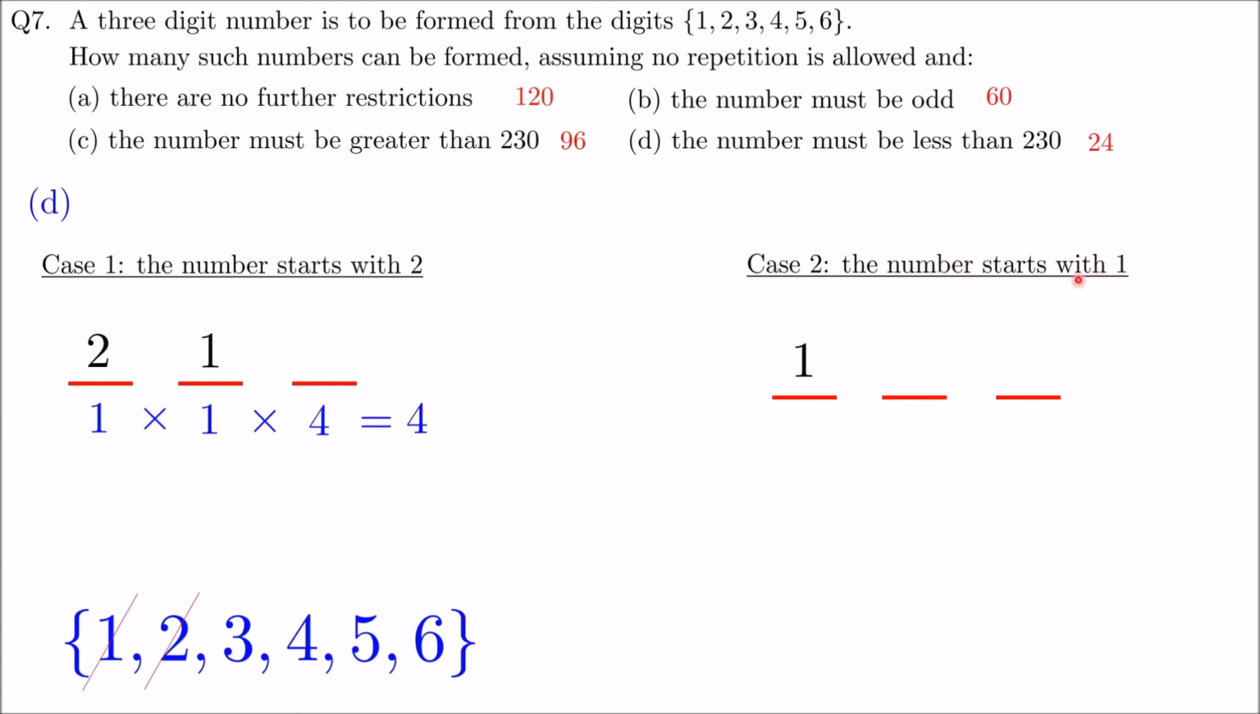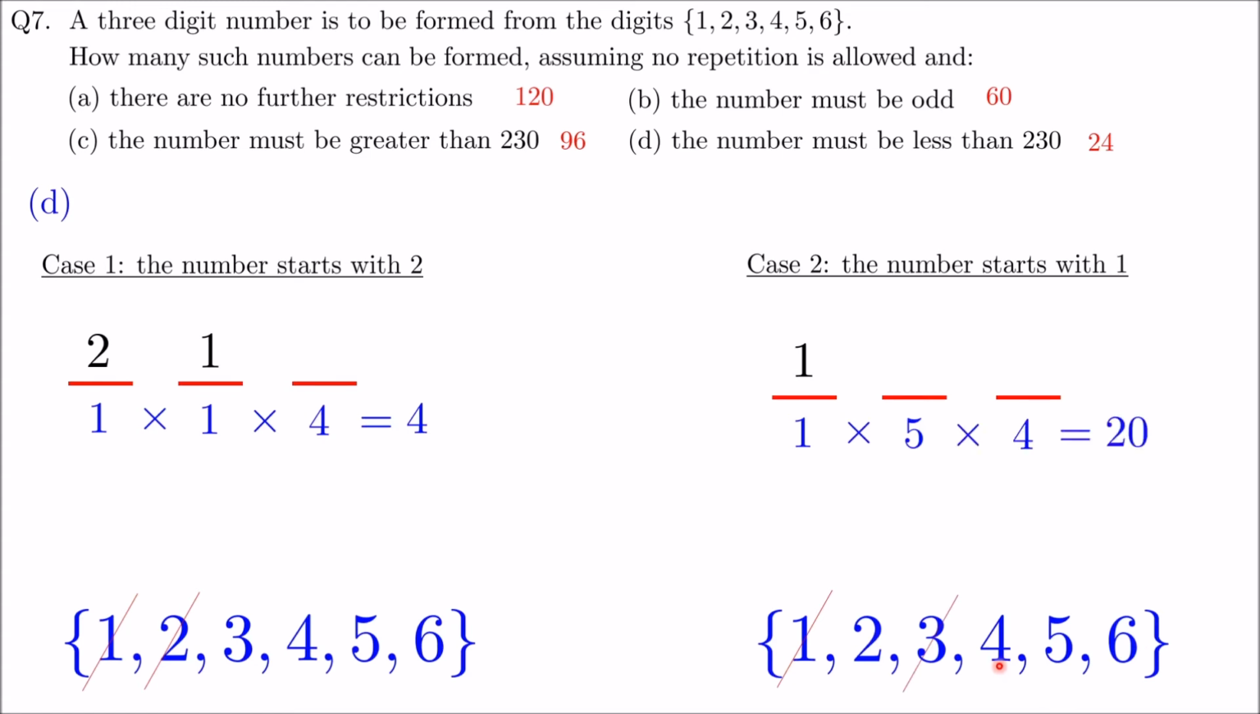Next one, we want to start with 1 strictly. So one option, we have to choose the 1. But as soon as a number starts with 1, the rest can be whatever. This number overall would be guaranteed to be less than 230. So in your second slot, you've got 5 available options, and then 4. Altogether, we have 24 numbers less than 230. Okay, and that's fine. That's doing this question through cases, getting the numbers across the 2 cases and adding them.